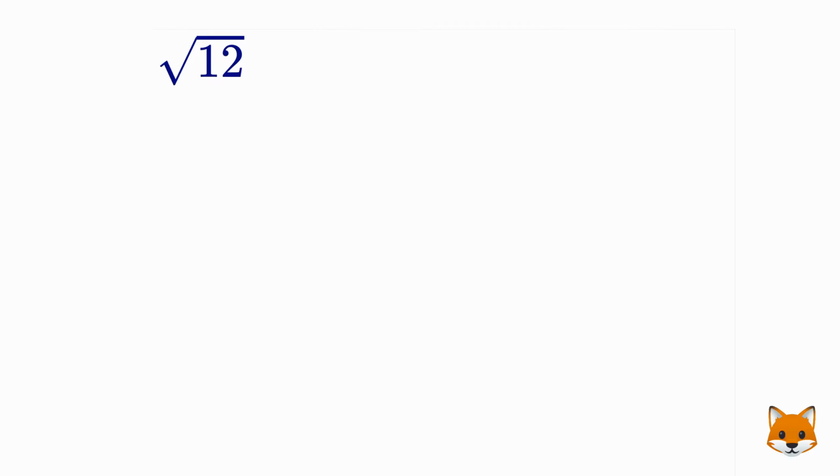All right, here we're being asked to simplify the square root of 12. Now there's one rule that is important to know whenever you're solving a problem like this, and that is that if you have the square root of a times b, that can be rewritten as the square root of a times the square root of b. And you'll see why that's important in just one second.